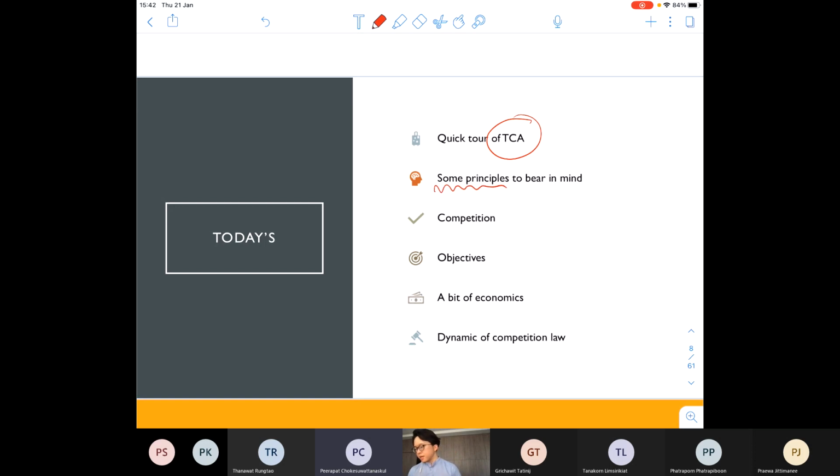And some principles to bear in mind. We're going to discuss what exactly competition is. There are so many definitions of competition. I actually just went to OTCC yesterday and talked to people there, and I said one thing you really need to do first is to set two things straight. One is, what do you mean by competition? What sort of competition is preferable? And the second is, what are your objectives? You're going to see that there are so many objectives.